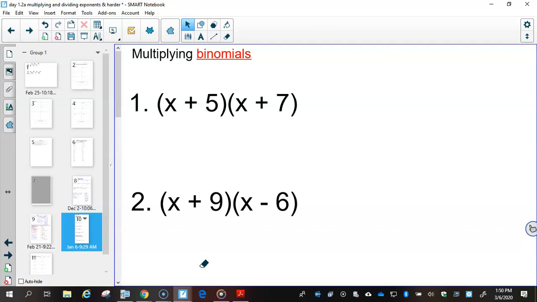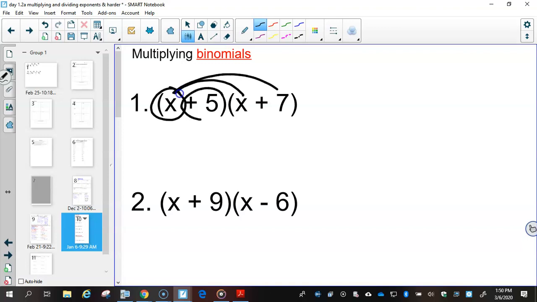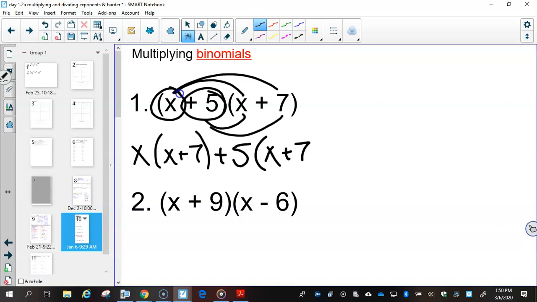Now, algebraically, these look like we're going to distribute, and we are. But we need to rearrange this a little bit. Because here we need to multiply x times everything and positive 5 times everything. So in order to do this, we're going to rewrite it as x times x plus 7, plus 5 times x plus 7.